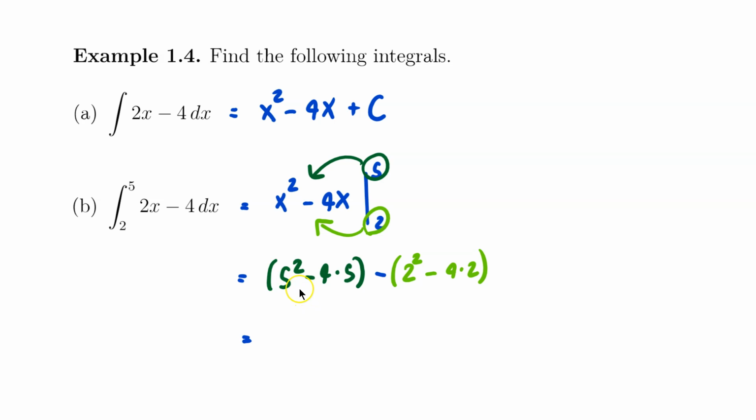5 squared minus 4 times 5, that's going to be just 5. And I subtract this by 2 squared minus 4 times 2. So that's going to be negative 4. 5 minus negative 4 is just going to be 5 plus 4, which is a 9. So that's how I find the integral where there are numbers at the integral sign.